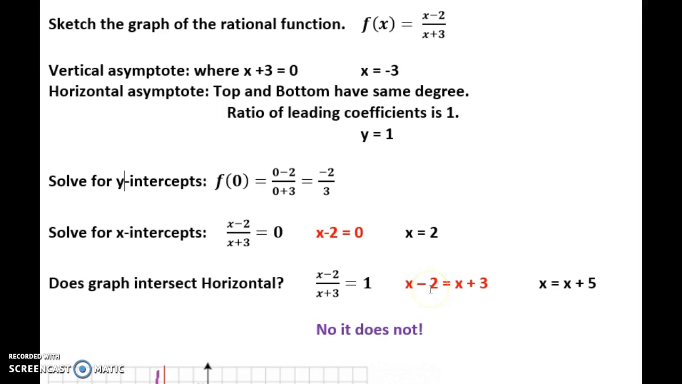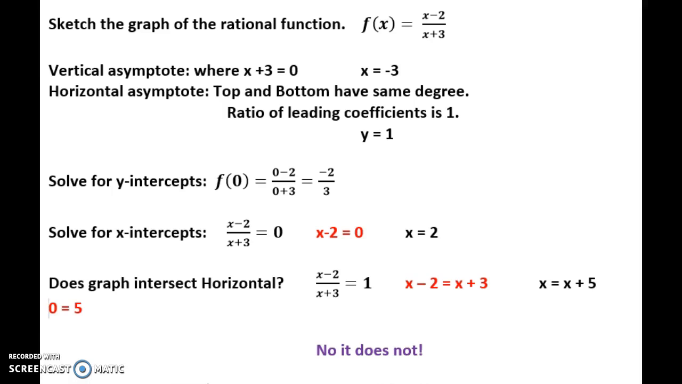Add 2 to both sides, and we get to this step here. And then when you subtract an x from both sides, bring that over, you get 0 equals 5. That's not true. That's a false statement, which means this original statement we started with is false. So this is never true. Our graph does not intersect its non-vertical asymptote.